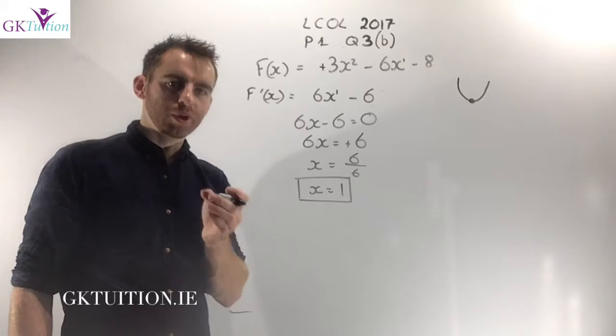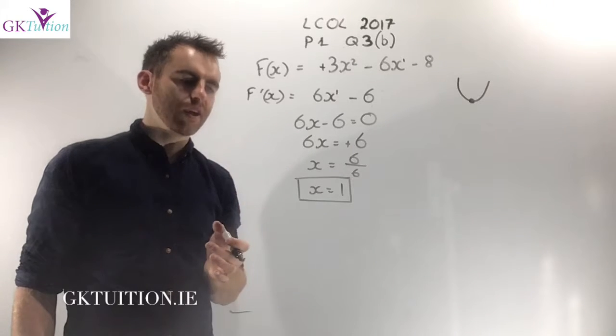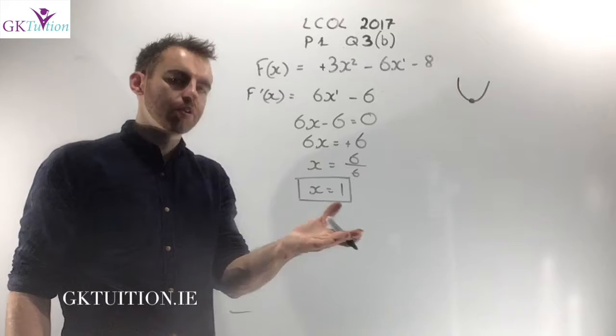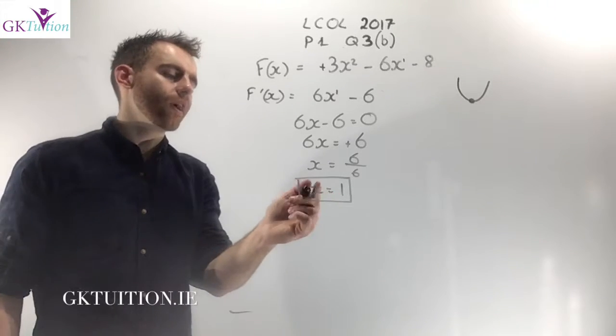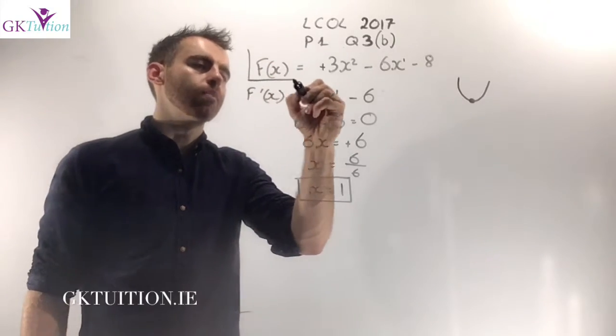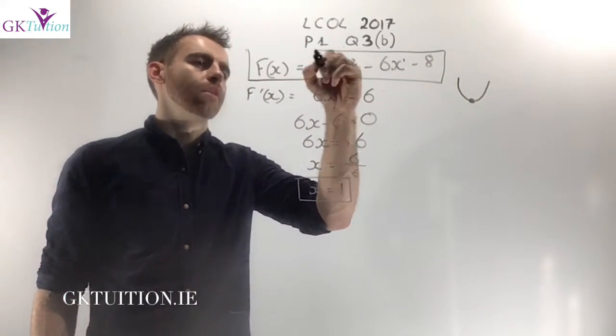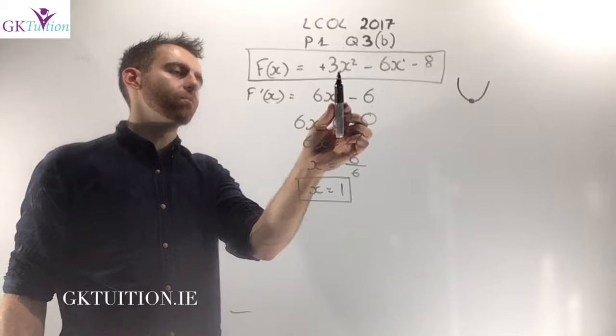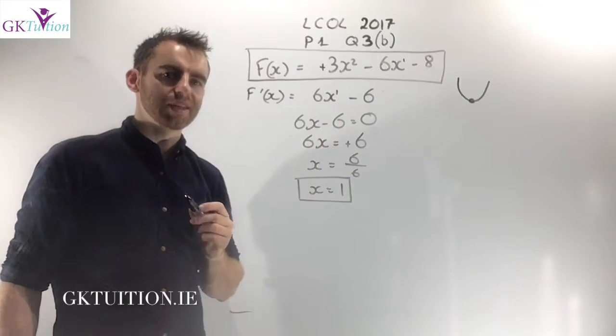However, that's not sufficient, because they've asked you to find the point. And in order to find the point, you need the x value and the y value. So I need to find the corresponding y value. What is the y value when x equals 1? And in order to find that, we need to look back at the original equation. The original equation was f of x equals 3x squared minus 6x minus 8.